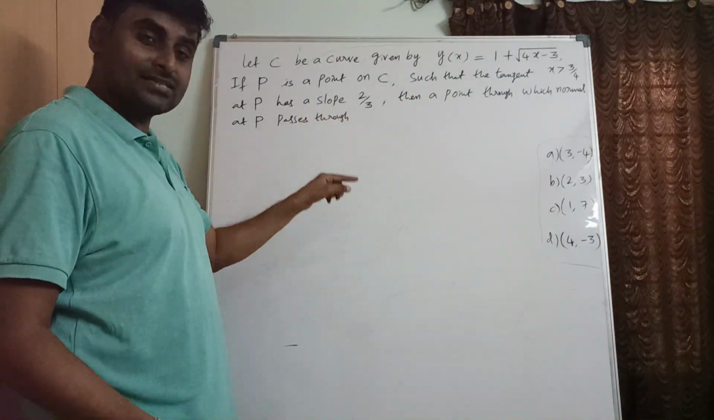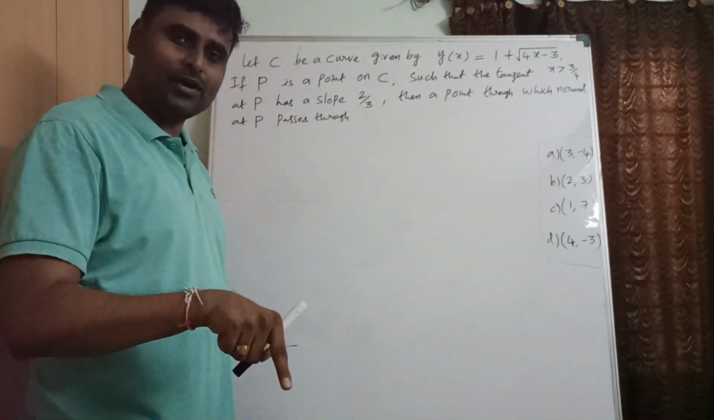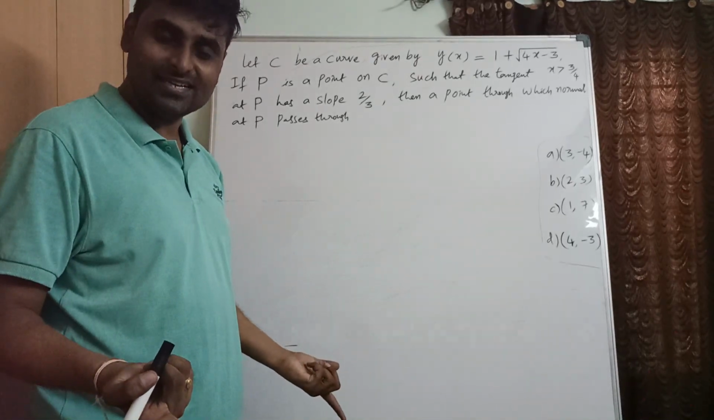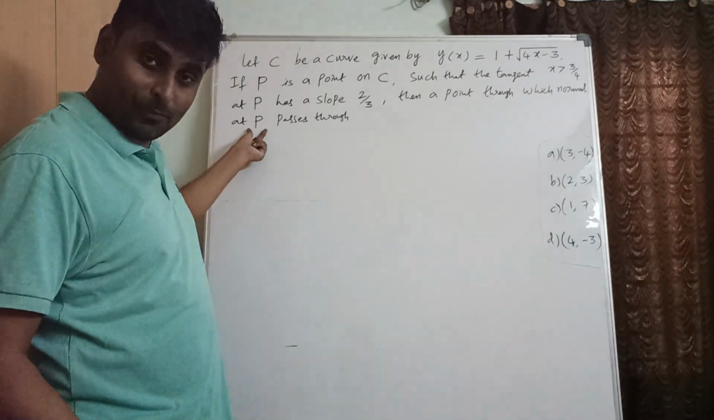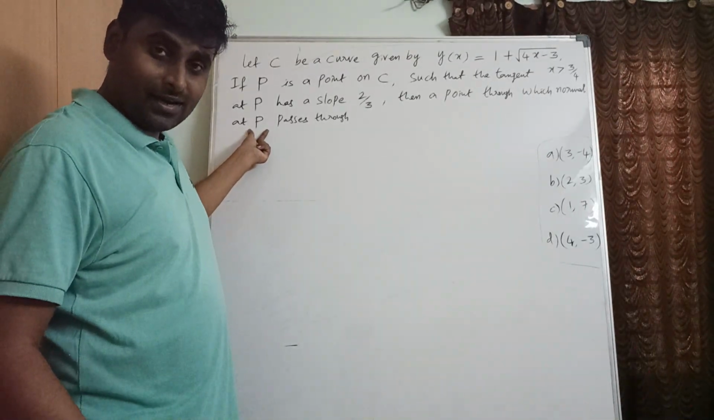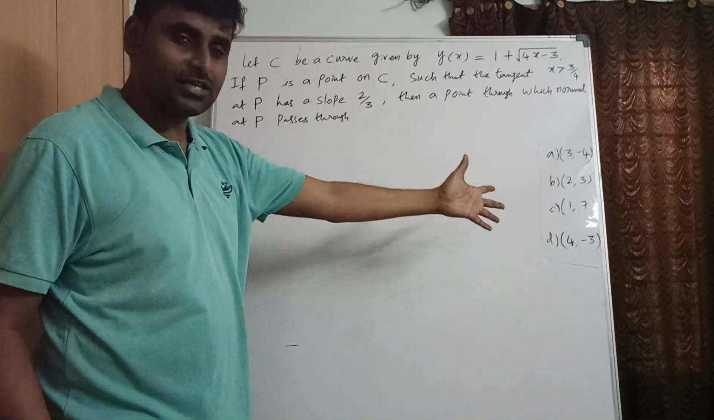Equation of normal passing through another point. That point we need to verify the option. It's very easy. Once you get the equation of normal with this point, then we can go for verifying the option in the end.